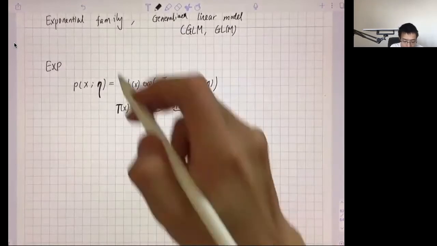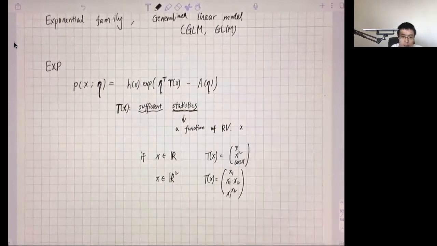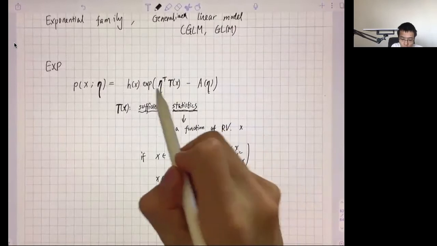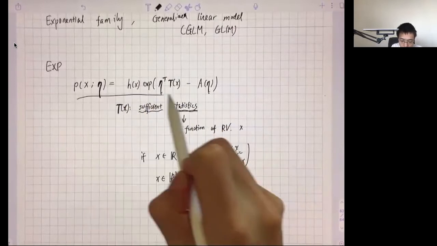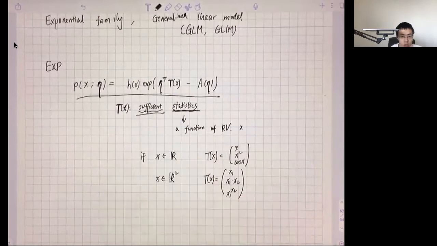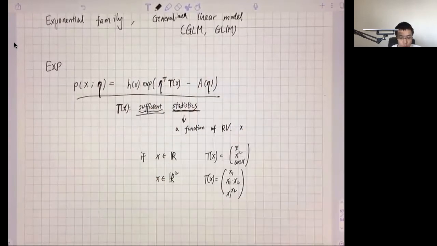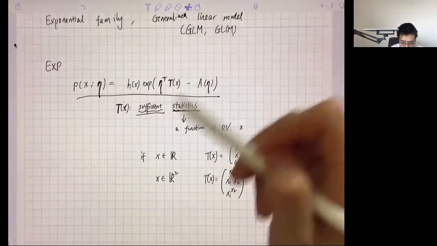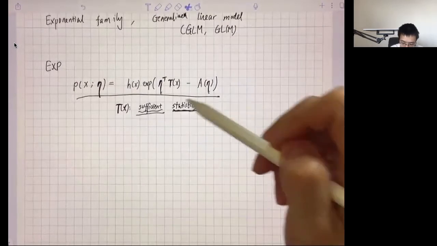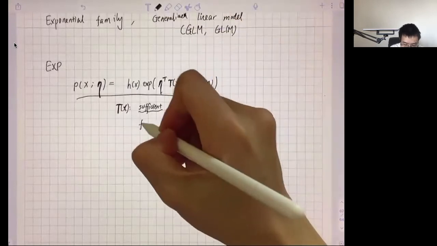For T of x here, you have the right to design what the statistics are. If you put the probability in this way, then the statistics you designed here are sufficient. So statistics is any function of your data, and they are sufficient if your probability distribution looks like this. In other words, you can think of it as some features of your data.